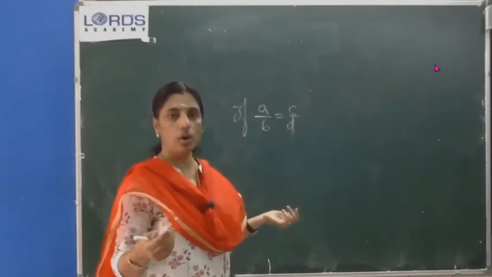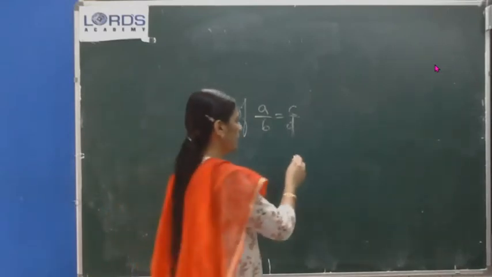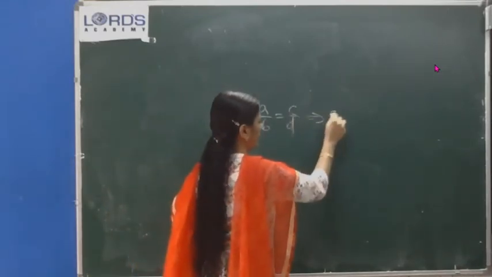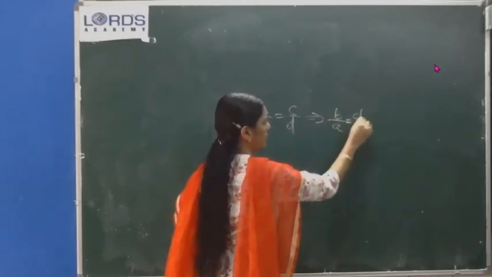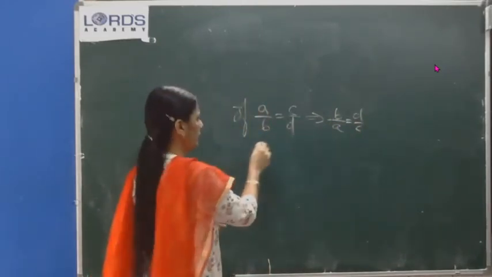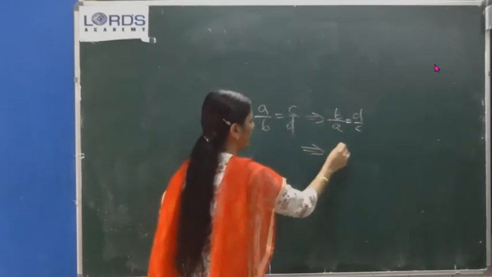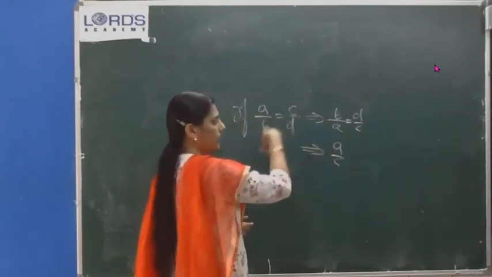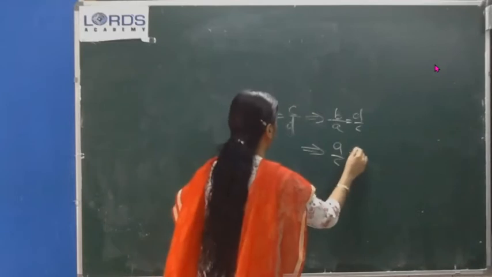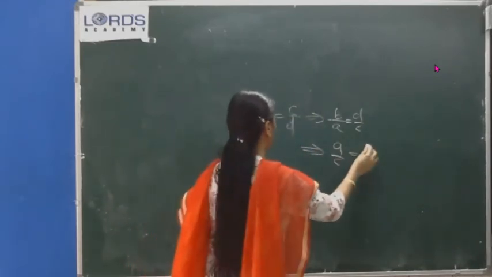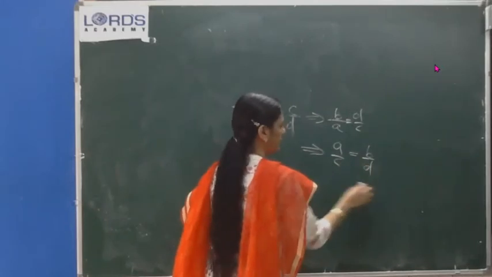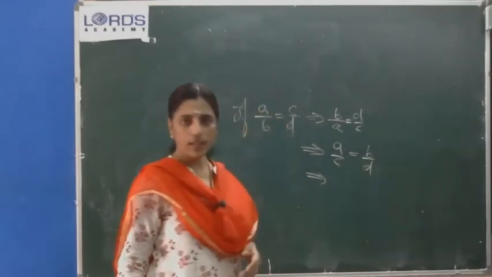Next is alternando property. Sorry, this is B by A equal to D by C. Alternando property means if A by B equal to C by D, then C and D you can change. A by C equal to B by D. Likewise, A and D also you can change. That's understood. This is alternando property.